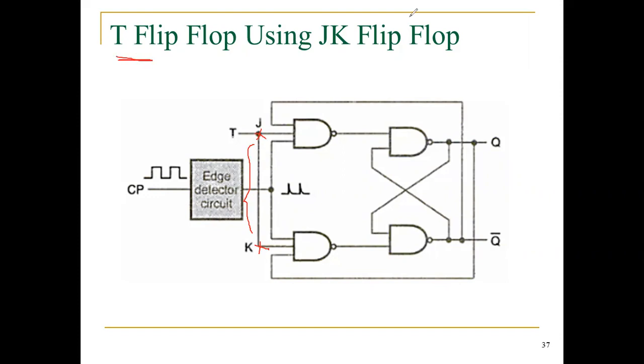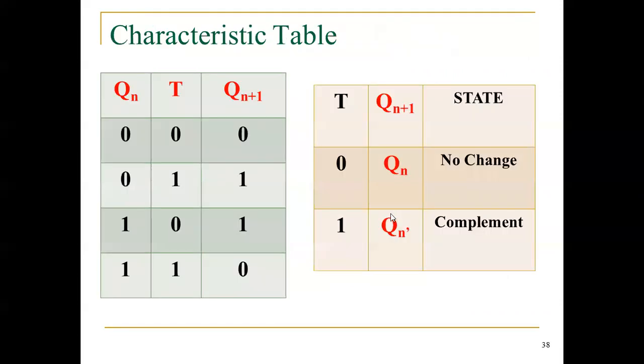That means toggle flip flop. Toggle means changing, that means output will be changing. It means that if suppose I take my input equal to 0, the output is 1, or input equal to 1 means my output is 0. That is called toggling, or changing.